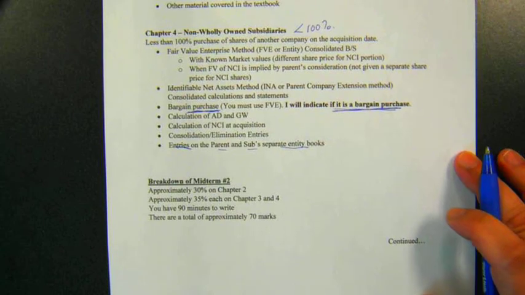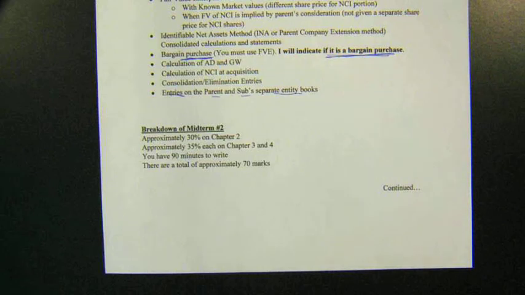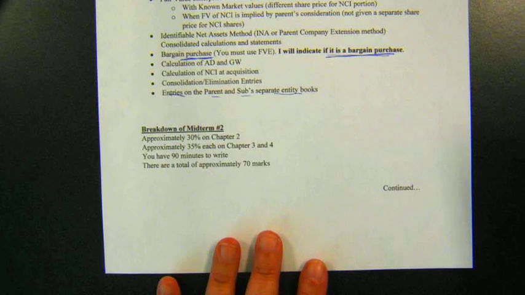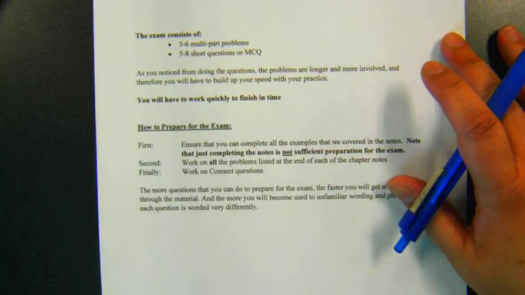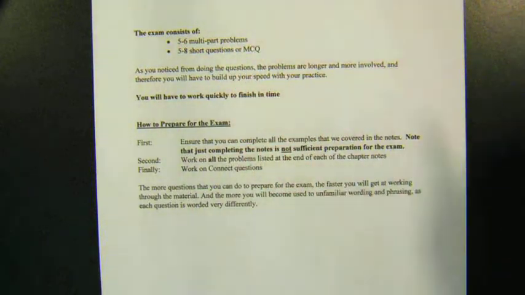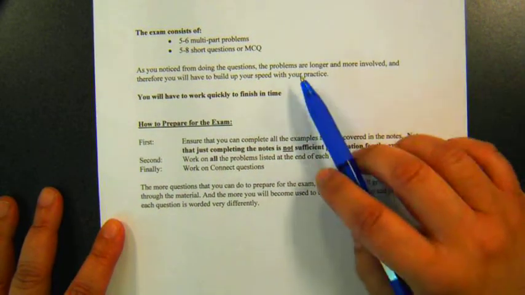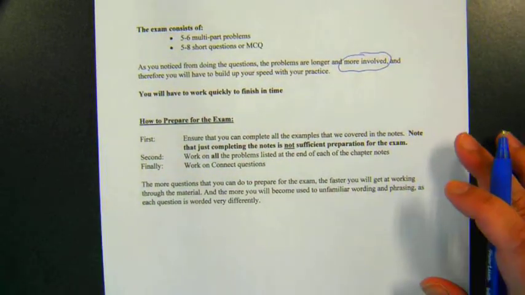So breakdown of midterm 2, it's pretty much 30% chapter 2, 35% each on 3 and 4, 90 minutes, 70 marks, very similar to the timing for midterm 1. And the exam consists of multi-part problems, so there's a lot more little questions to ask. I'd be splitting bigger problems into little ones. Problems are longer, more involved, especially more involved. There's more information to go through.